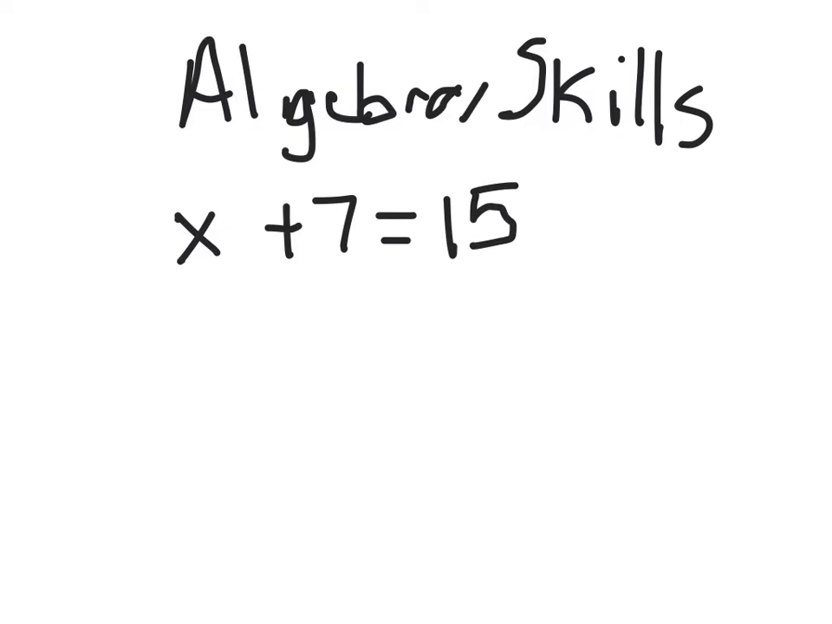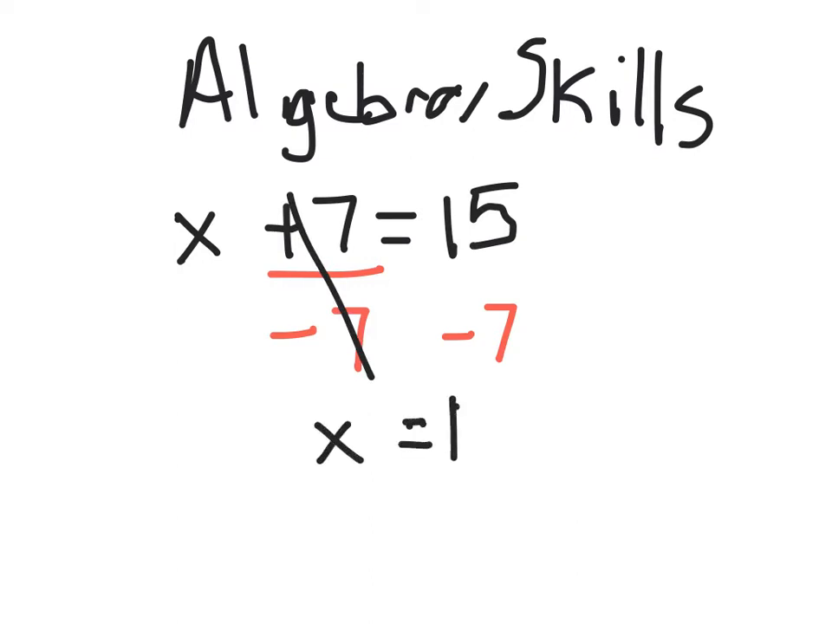Because 7 is added to x, we need to remove this portion from our equation. We are going to subtract 7 on both sides of the equal sign. This gives us the resolved equation of x equals 15 minus 7, which is 8. That is how we solve for x whenever we have a situation where we have addition or subtraction.